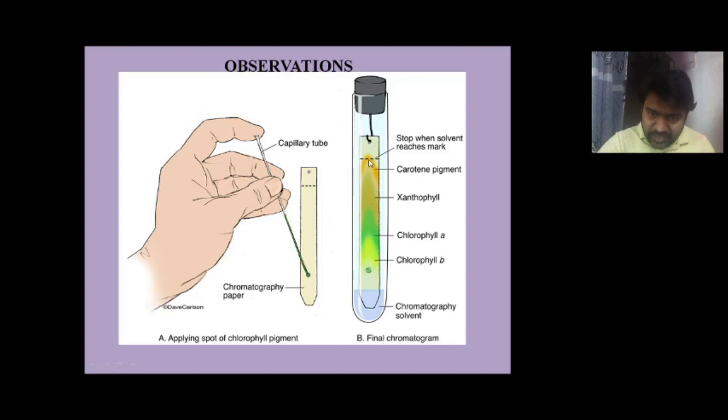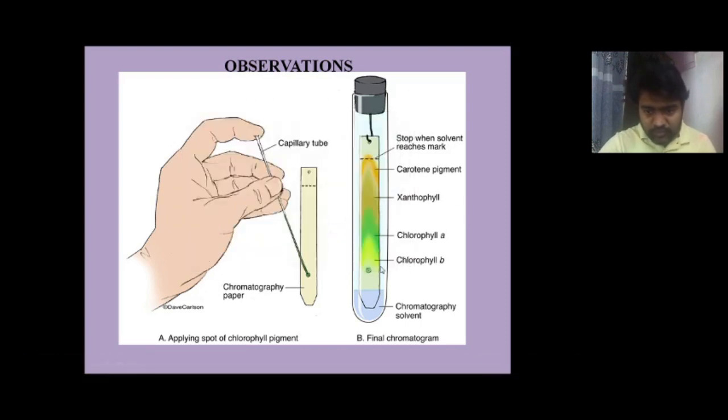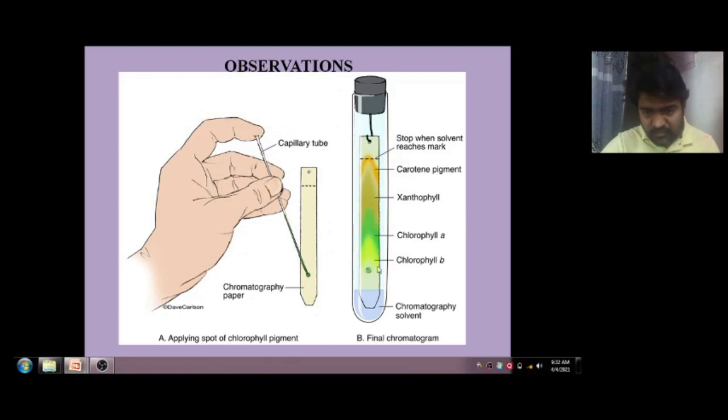Okay, and in the same period we have to measure how much distance the pigment travels. Suppose, for example, we have to calculate the RF value for chlorophyll B. It is very easy. We take the ratio of how far the pigment moves from the loaded sample to how far the solvent moves. That gives you the RF value, and in this way we can calculate the RF value for each and every pigment.